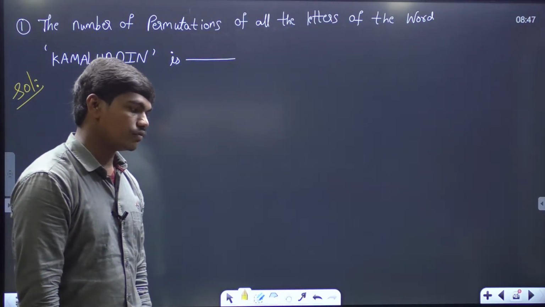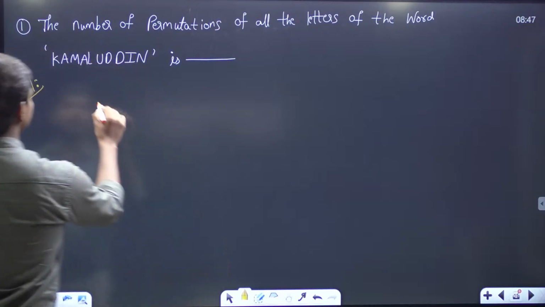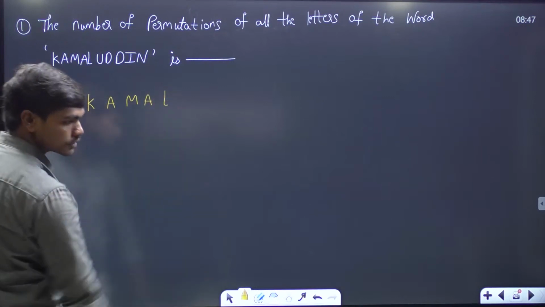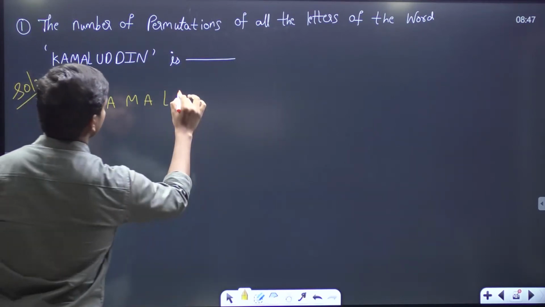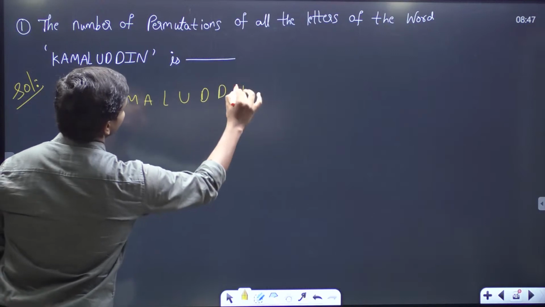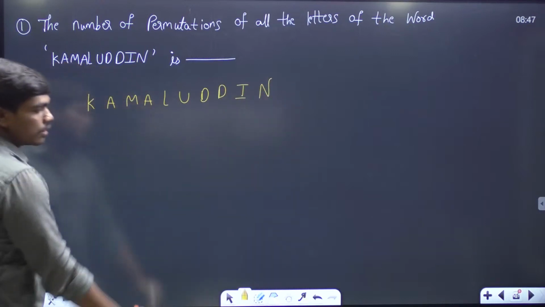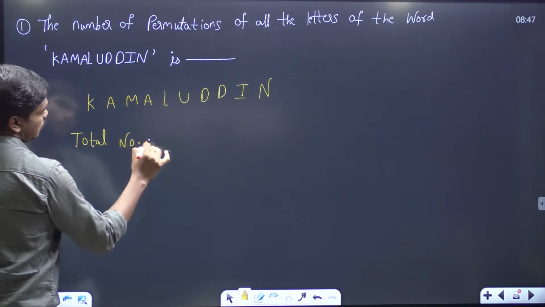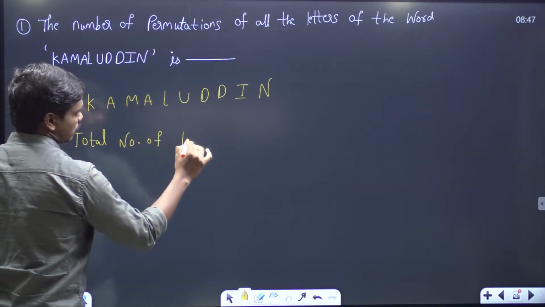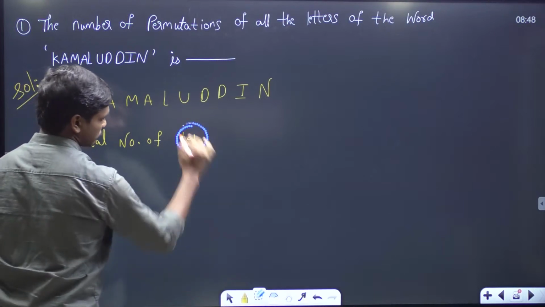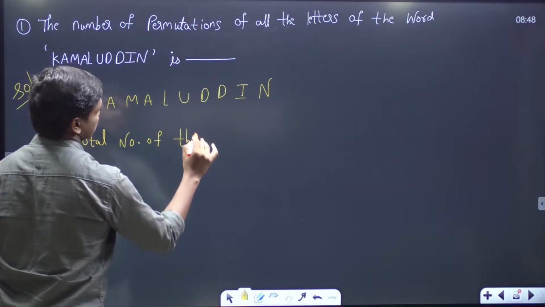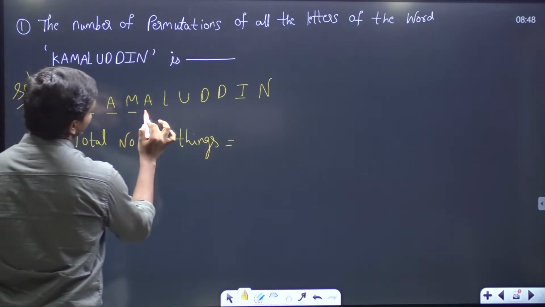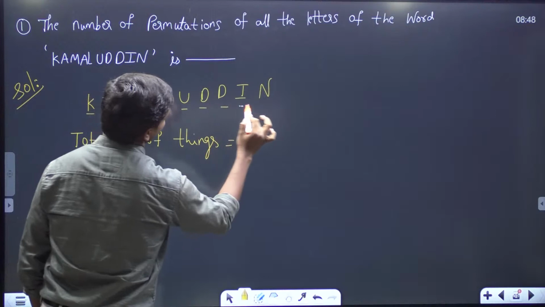Ten factorial by 4. See here. If you see this word Kamaluddin, I hope I got your name correct. Correct? Yeah. So what are the total number of letters? Total number of letters, or total number of alphabets, or you can write total number of things is equal to 1, 2, 3, 4, 5, 6, 7, 8, 9, 10.